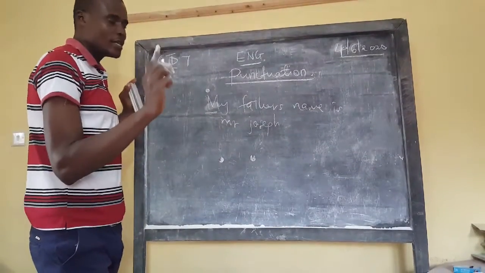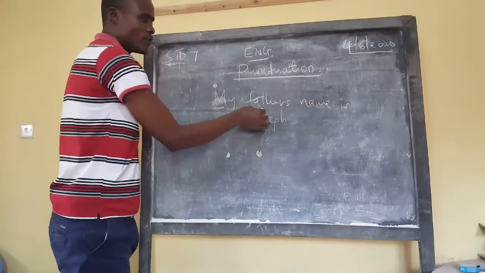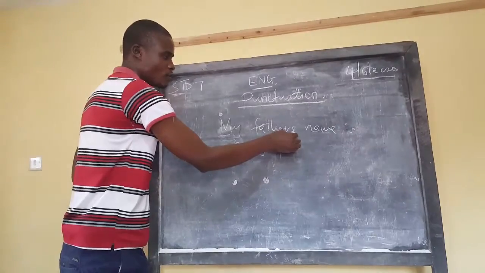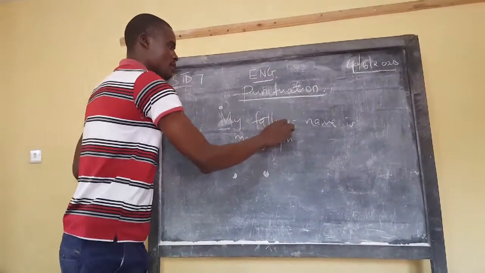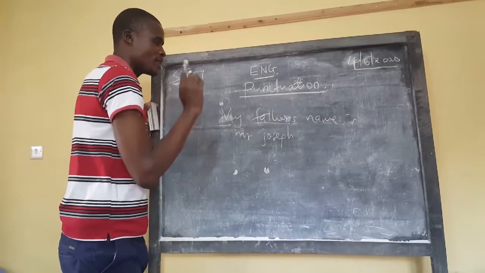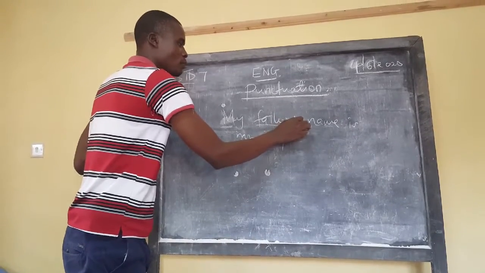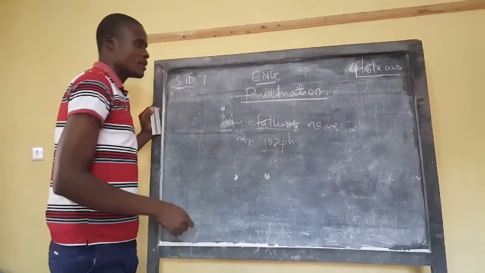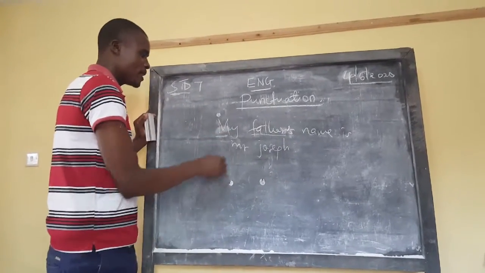And then yesterday we said something about the apostrophe. This name belongs to this father. Hence, because it ends with an S, the apostrophe comes between, because you talk of one father, my father's name. So the apostrophe will come between the R and the S. So you can affix the apostrophe there. So my father's name is Mr.